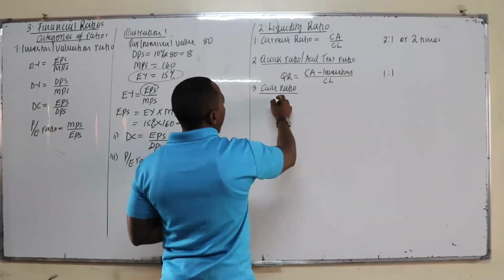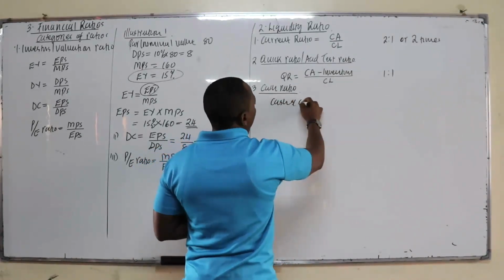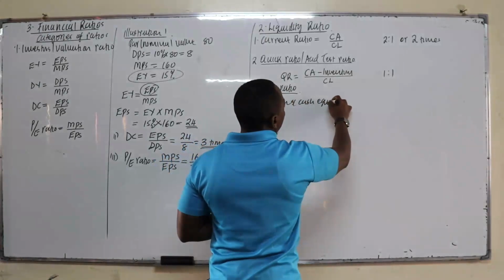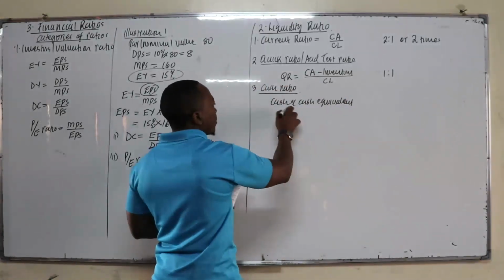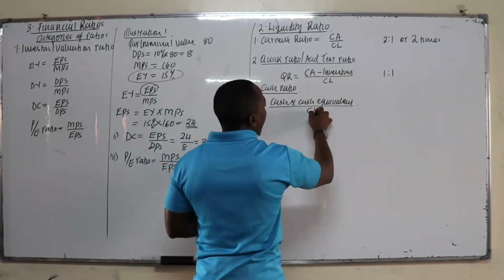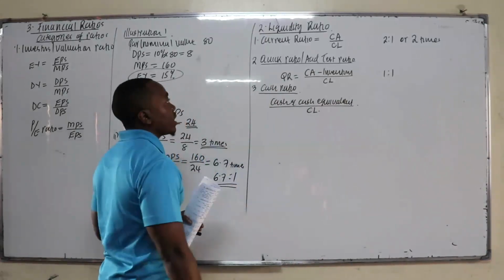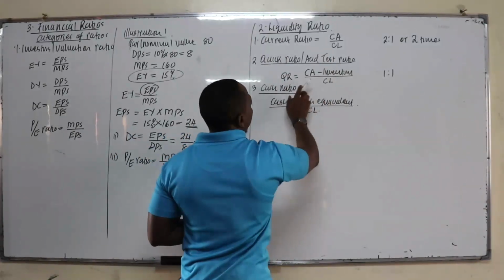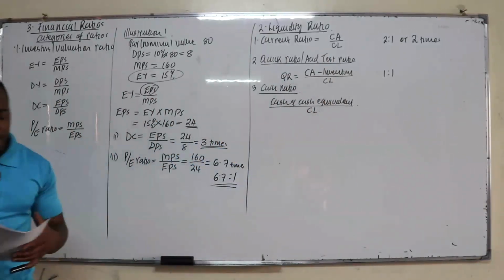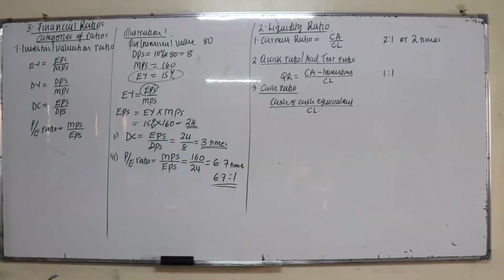So here you'll take the cash and cash equivalents, that's the cash and bank balance and the marketable securities, and divide by the current liability. As you can notice, for all the liquidity ratios, the denominator we have is the current liability. Good. Now let's go to the third category of ratios.